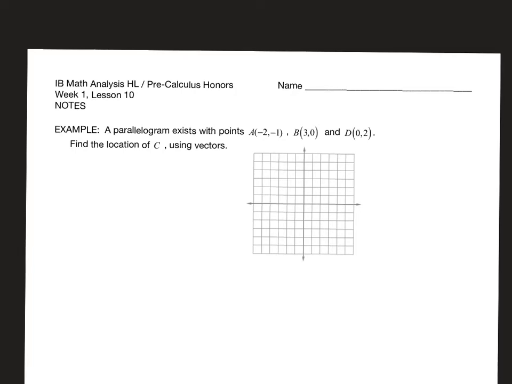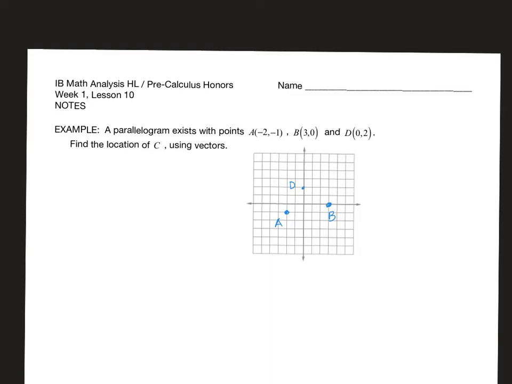Week 1, Lesson 10. Okay, so the example says a parallelogram exists with points at, so let's go ahead and graph, -2, -1, this is point A, 3, 0, that would be point B, and D at 0, 2. Okay, and it says find the location of C using vectors.